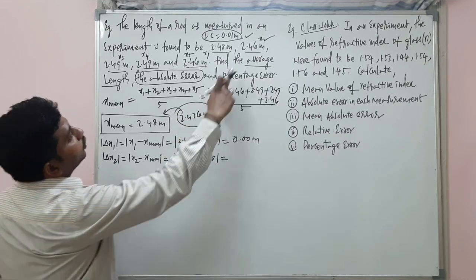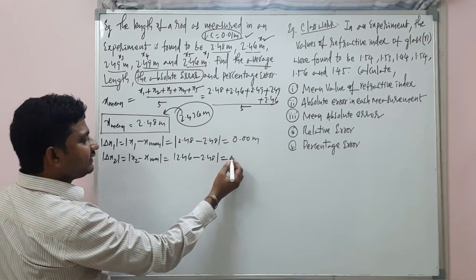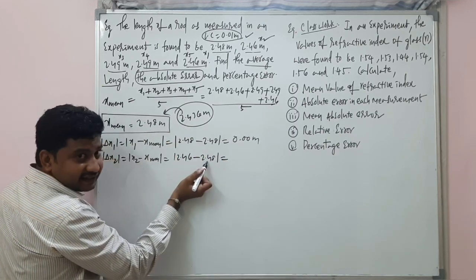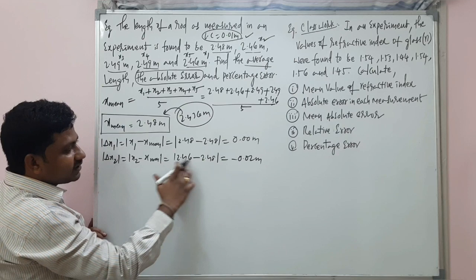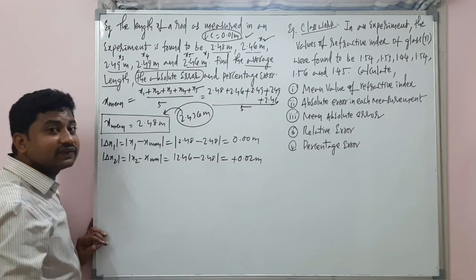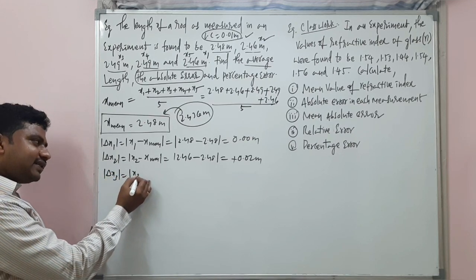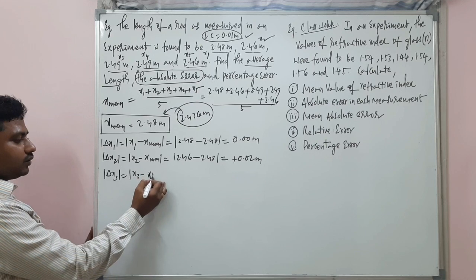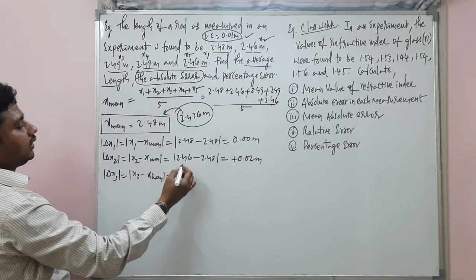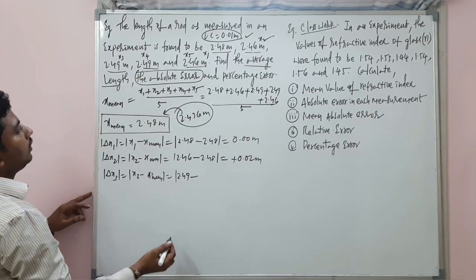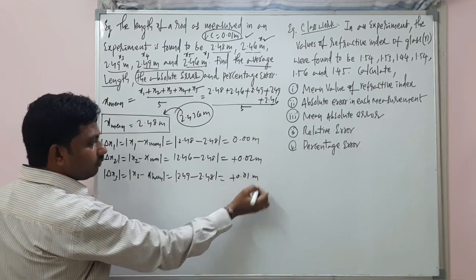So x2 is 2.46, minus x mean, 2.48. So what is the answer here? Actually, this is lesser than this. You get minus 0.02 meter, but as there is a modulus present, we get positive. That's it. So delta x3, you can find x3 minus x mean. What is that? x3 is 2.49 minus 2.48. So can I say it is plus 0.01 meter?